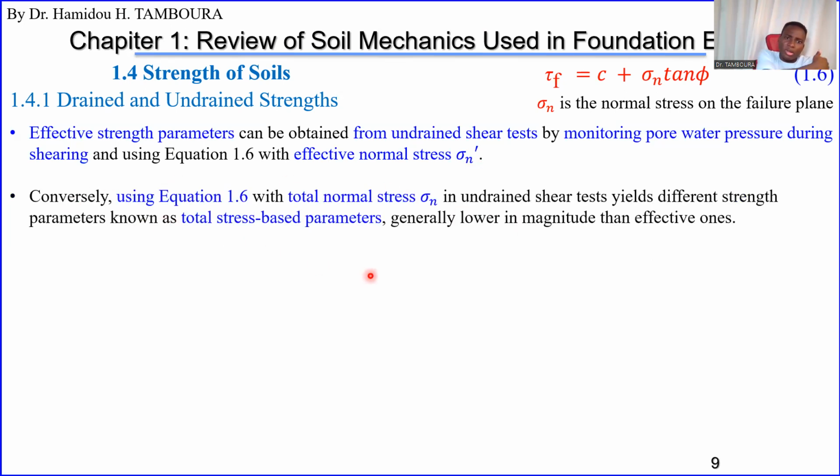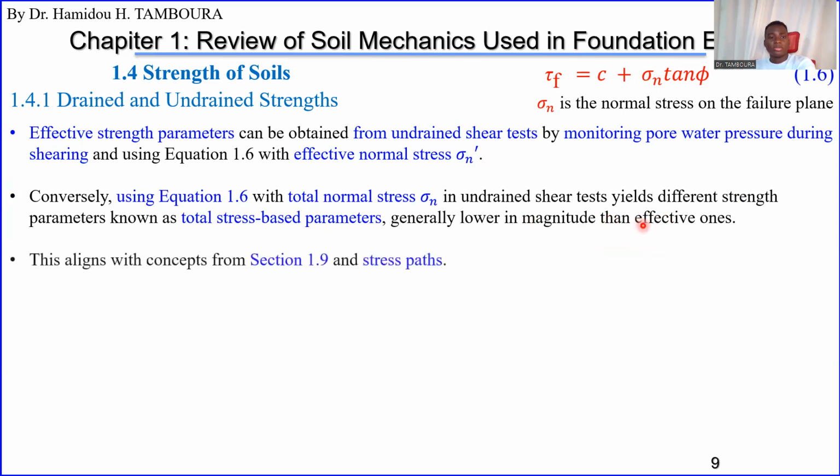But if you use this equation 6 with the total normal stress, like in this case, in undrained shear tests, it yields different strength parameters known as the total stress based parameters. So generally lower in magnitude than the effective one. Means if you use it, the magnitude will be less than effective stress. We will talk about this more in section 8 of this chapter. As a reminder, we are here in section 4. Okay, and stress path also.